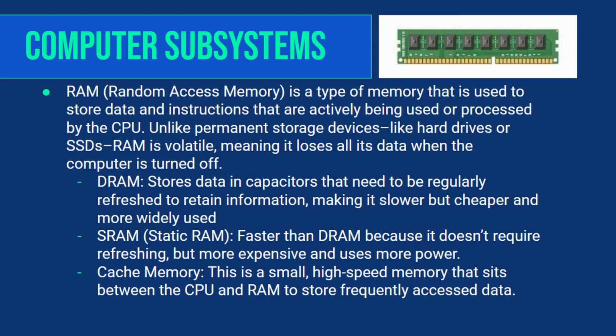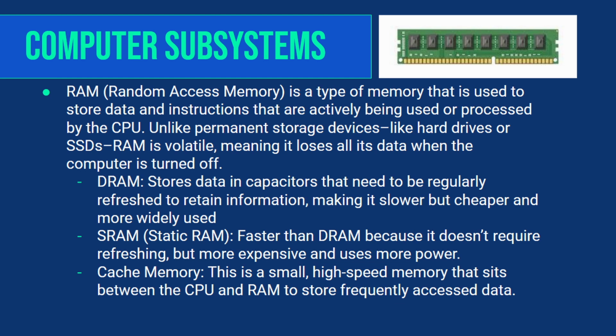Okay, now we have RAM, or random access memory. Usually it's a type of memory that is used to store data and instructions that are actively being used or processed by our CPU. Unlike permanent storage devices like your hard drives or your SSDs, RAM is volatile, meaning it loses all its data when the computer is turned off.